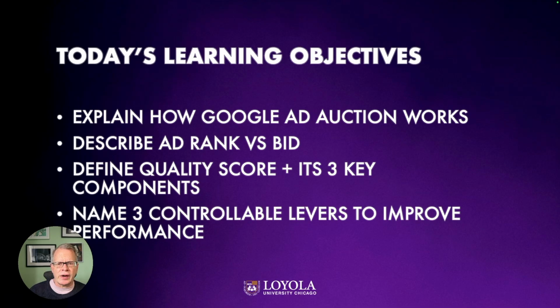You'll be able to describe ad rank versus bid. You'll be able to define quality score, an important aspect of the Google AdWords model. You'll also be able to name and identify those three components that make up a quality score and how to improve it. The reality is there's lots of components to a quality score, but pretty much everyone's identified three big ones, and we'll talk about those. Finally, you'll be able to name the three controllable levers to improve performance.